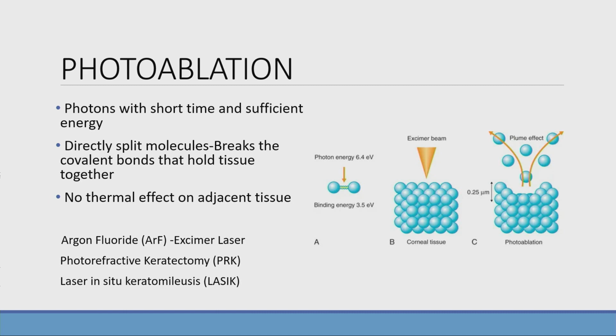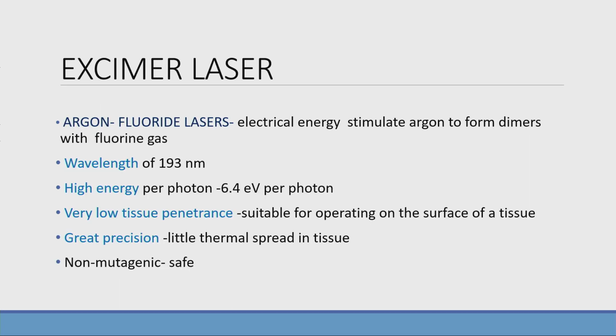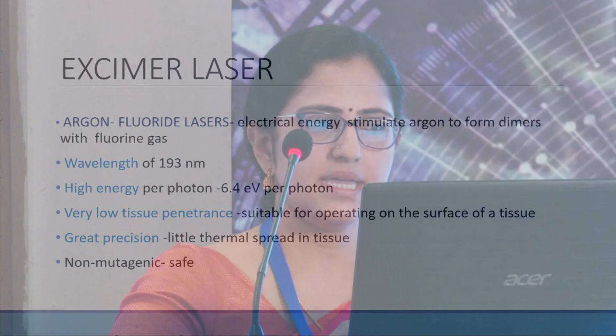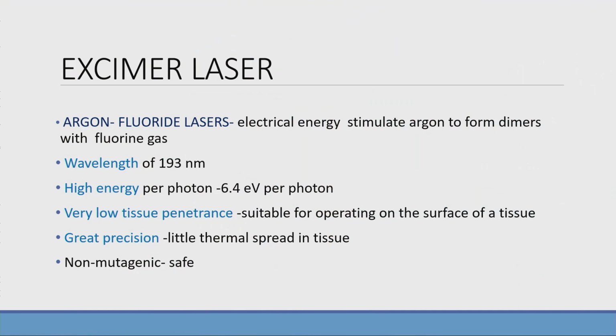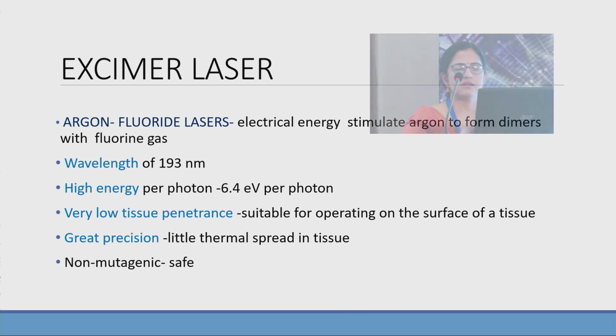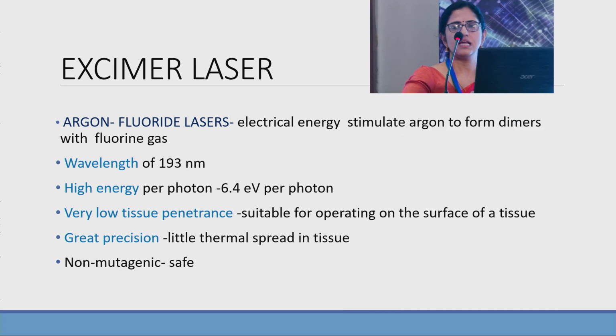Photoablation. Here the covalent bonds are split by photons with short time and sufficient energy and no thermal injury. Example is the excimer laser. Excimer laser is an excited dimer laser. Here electrical energy stimulates argon to form dimers with fluorine gas. It has a wavelength of 193 nanometers. It is of high energy, very low tissue penetrance and great precision. So it is used in surface procedures with little thermal spread.